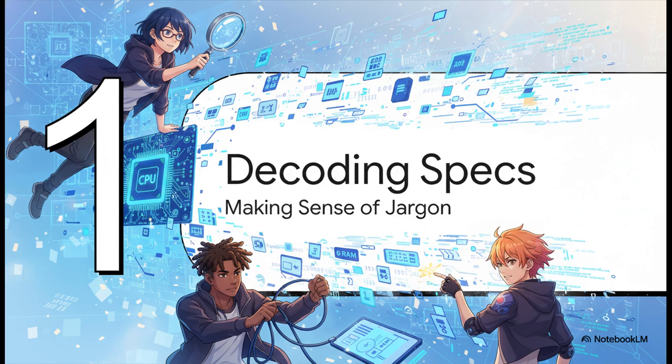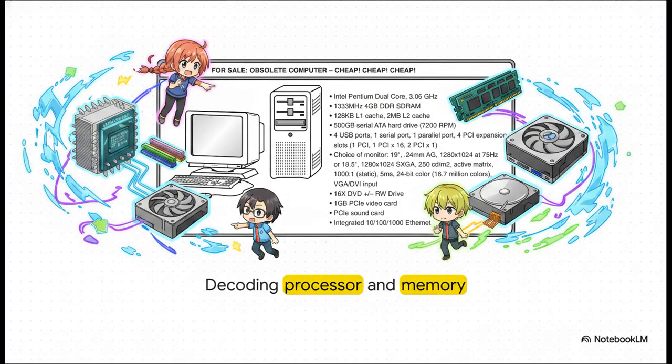All right, let's jump straight into Section 1, Decoding Computer Specs, Making Sense of the Jargon. Now, notice how this advertisement just kind of expects you to intrinsically know what 3.06 gigahertz or 4 GB SDRAM actually means for your daily tasks. It casually lists a 500 gigabyte hard drive spinning at 7,200 RPM and expects you to just calculate the value on the spot, right? So rather than just guessing what these numbers mean, let's take a step back, completely forget the math for a second, and build a real foundational understanding of how these machines actually operate.